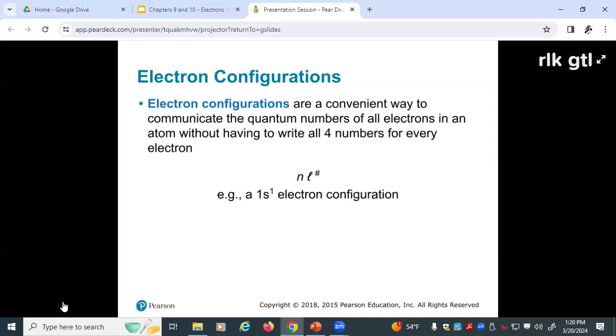So for example, if I was describing an electron that was by itself in the first energy level, I would describe it as 1s1. 1, because it's in the first energy level. s, because the only sublevel in that energy level is the s orbital. And 1, because it's by itself. Energy level, sublevel, how many electrons are there?